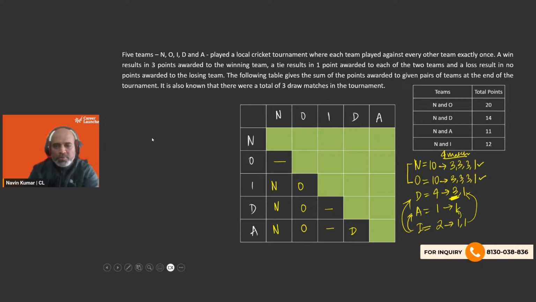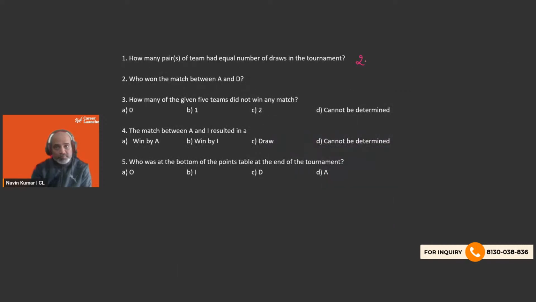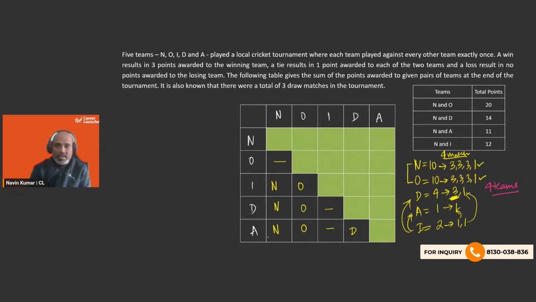So basically two, right? Because I has two draws. I and A, I cannot say this is the pair which has equal number of draws. I and A, they both played the match which was drawn, right? So since there are four teams with one draw each, there are going to be two pairs. Right? Next one is, who won the match between A and D? So the match between A and D, D won.